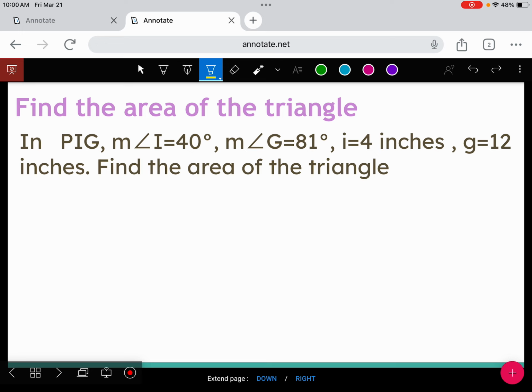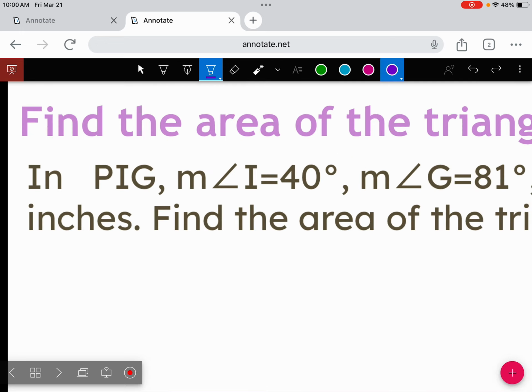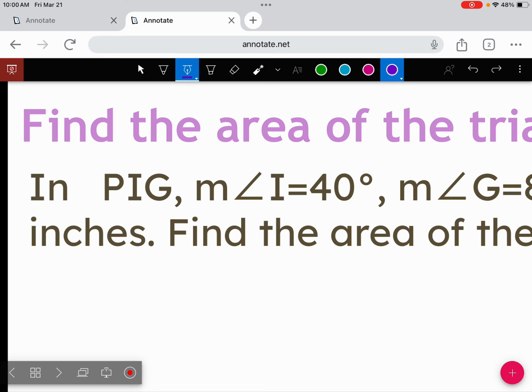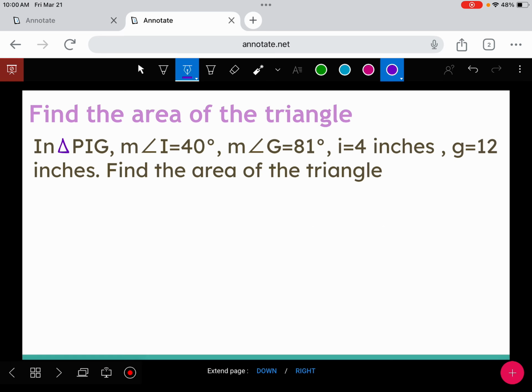So, in triangle PIG, we've got the measure of angle I is 40 degrees, the measure of angle G is 81 degrees, side I is 4 inches, side G is 12 inches, and we're asked to find the area.